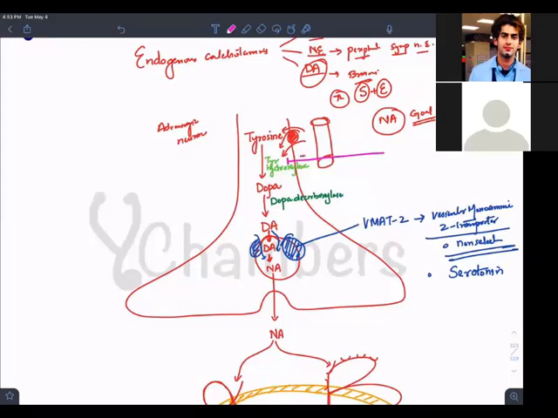So which drugs inhibit this place? Which drugs inhibit this place? Metyrosine. Fine. So metyrosine inhibits tyrosine hydroxylase.